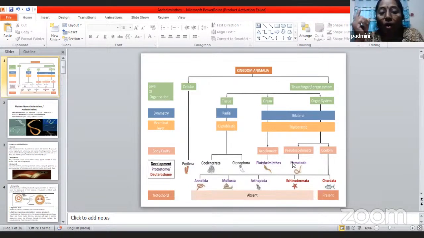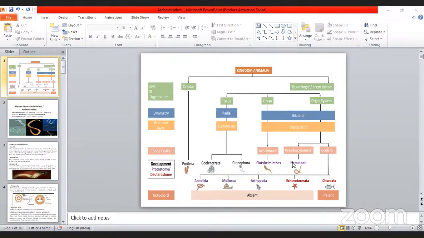Nematode or nemathelminthes or aschelminthes. So these are the three words. All three words are the same, that is, we'll be talking about the pseudocoelomates. So this is the classification of the different animals over there.